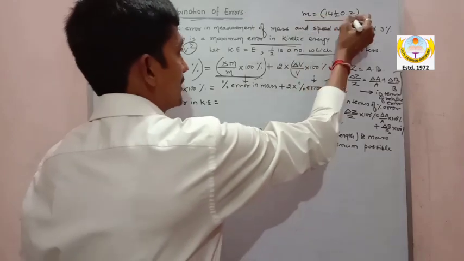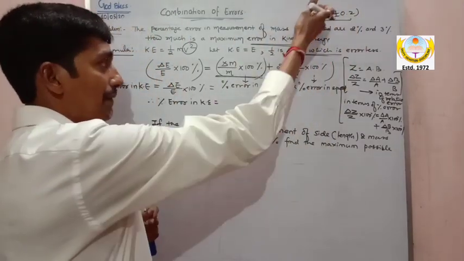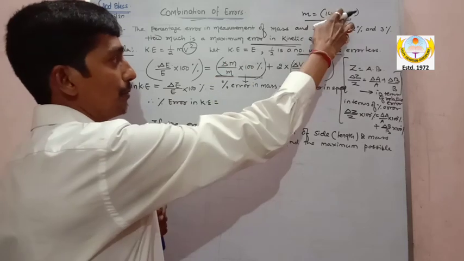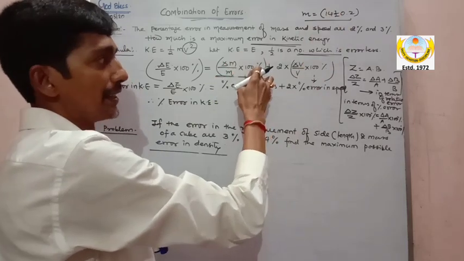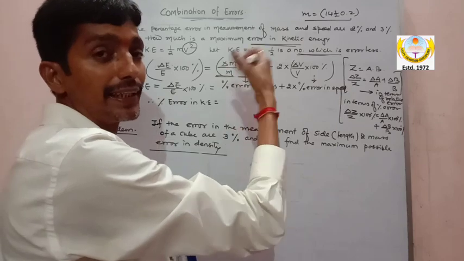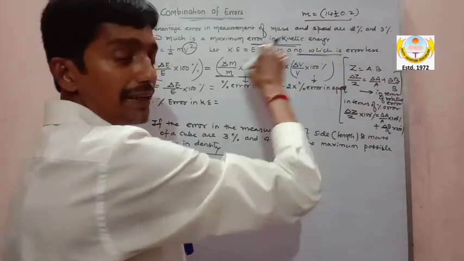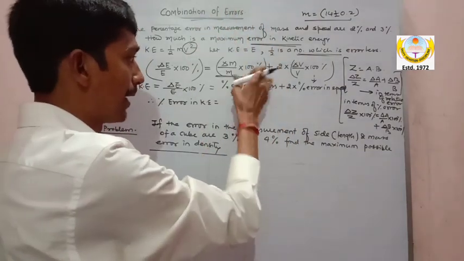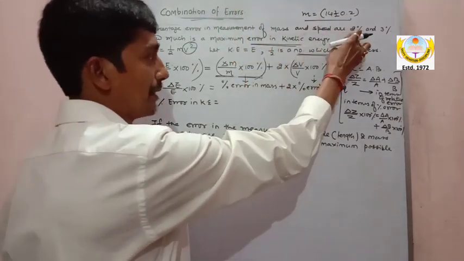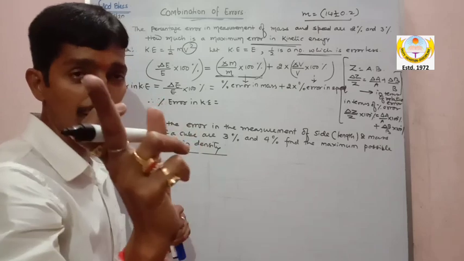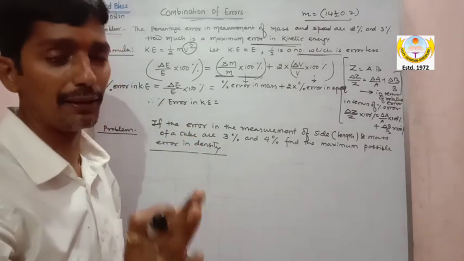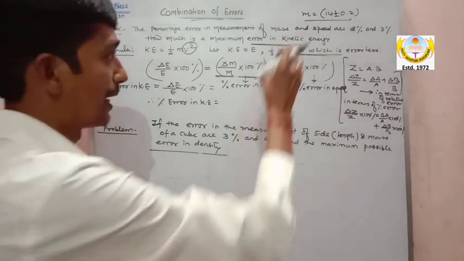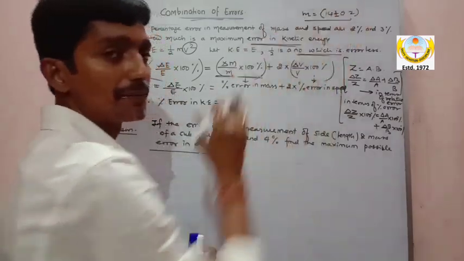If they have given it like this, we would substitute 14 here and 0.2 here into 100%, and that will give us the percentage error in mass. But now in the question they have directly given the percentage error in mass as so much: the direct answer of delta m by m into 100% is 2%. So take care of this part. Many students make mistakes with this. So try to understand which form they have given.